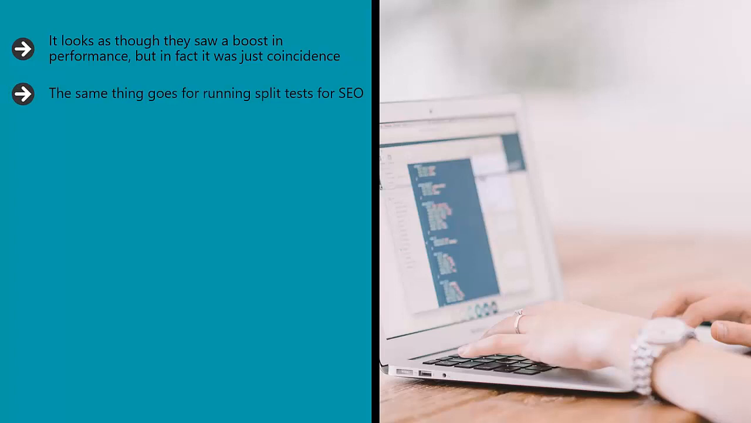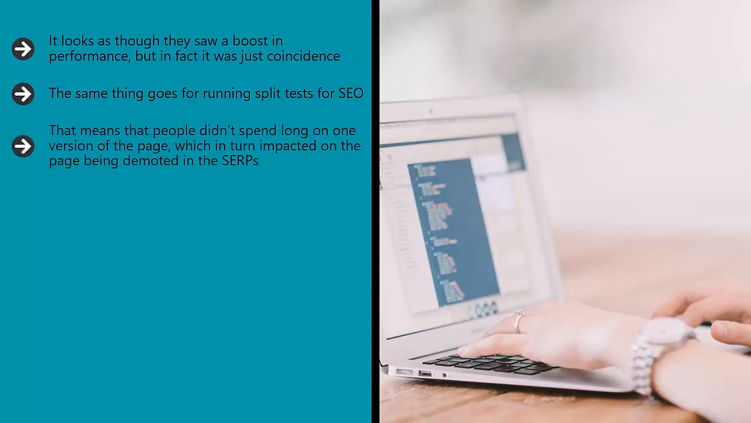The same thing goes for running split tests for SEO. If you have 2 versions of a website and one enjoys a bigger boost in SEO than the other, then this could potentially be a result of one page having lower bounce rates than the other. That means that people didn't spend long on one version of the page, which in turn impacted on the page being demoted in the SERPs.